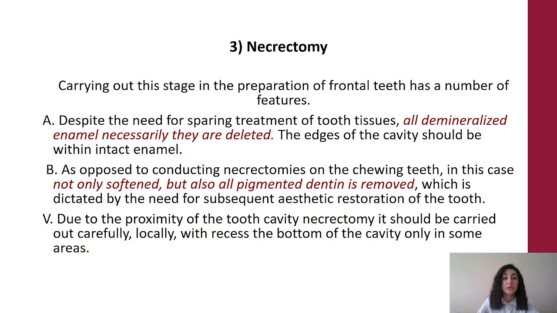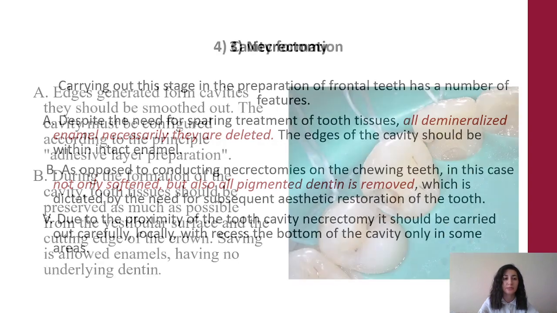Necrectomy. Carrying out this stage in the preparation of frontal teeth has a number of features. A. Despite the need for sparing treatment of tooth tissues, all demineralized enamel is necessarily removed. The edges of the cavity should be within intact enamel. B. As opposed to necrectomy on chewing teeth, in this case not only softened but also all pigmented dentin is removed, which is dictated by the need for subsequent aesthetic restoration of the tooth. C. Due to the proximity of the tooth cavity, necrectomy should be carried out carefully, locally, accessing the bottom of the cavity only in some areas.